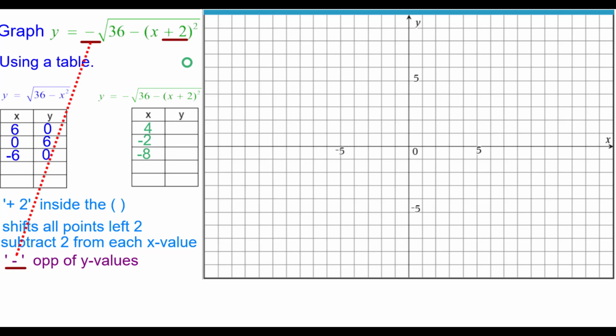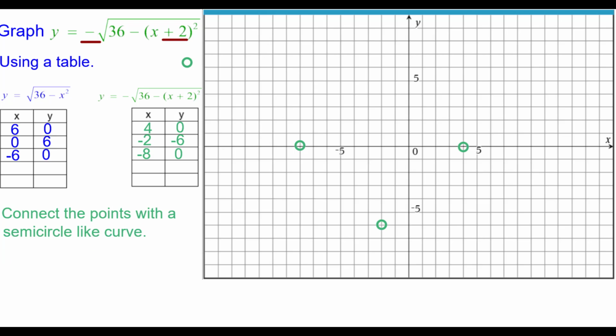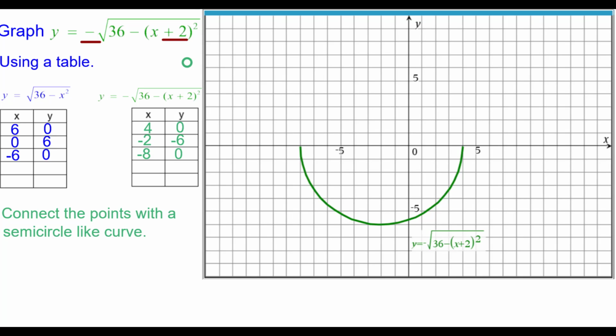The opposite sign takes the opposite of y values. So the opposite of 0 is 0, and we'll plot 4, 0. Opposite of 6 is -6, -2, -6. Again, the opposite of 0 is 0, in this case -8, 0. Those are enough points to connect into a semicircle, and we compare it to the parent function.